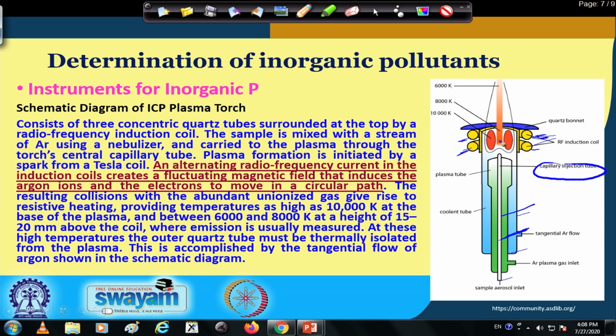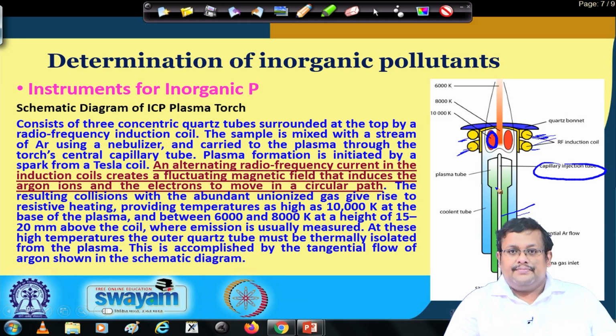As you can see here, at the base of the plasma the temperature is 10,000 Kelvin, and between 6,000 to 8,000 Kelvin at a height of 15 to 20 millimeters above the coil, where emission is usually measured. Basically, this high temperature helps the elements present in the aerosol to be completely energized and completely ionized. This is the reason that this high temperature plasma is generated.